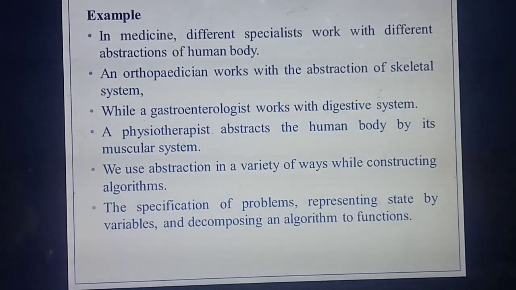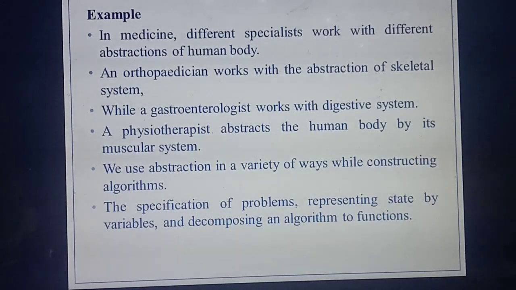So this doctor is a specialist for this one, this doctor is a specialist for that. Based on your disease, you need to choose which doctor. For example, an orthopedician always looks after what? The skeletal system. The gastroenterologist always looks after what? The digestive system. A physio doctor always looks after what? Physio, that is the muscular system.